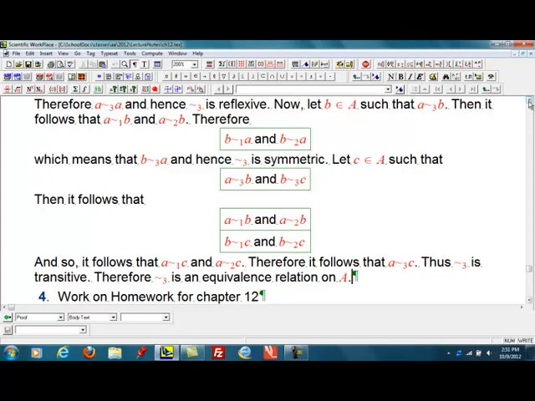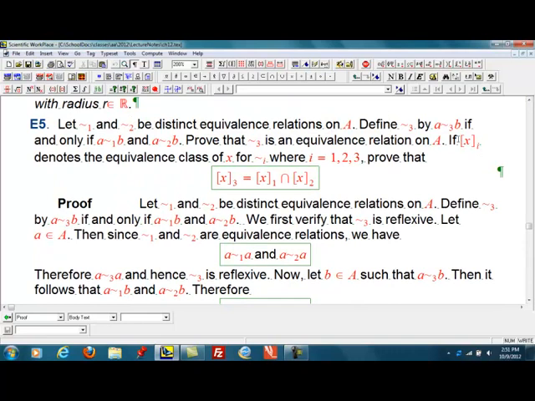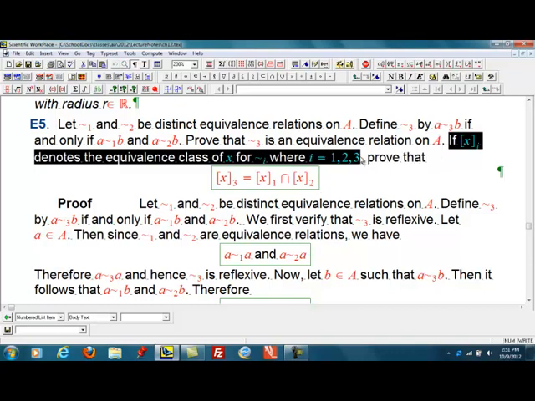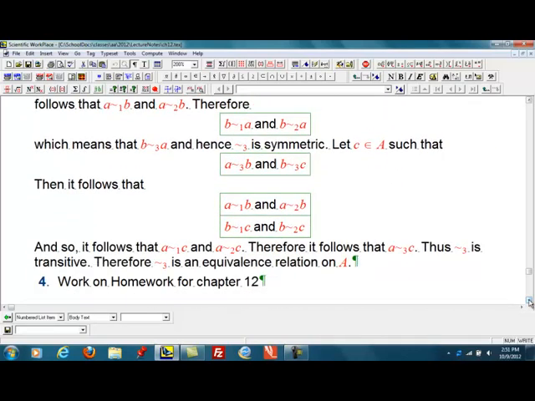Okay, so there's our equivalence relation. Now, here's the last part of the question. It says, if we have an equivalence class on X, equivalence relation i, where i is 1, 2, and 3, prove that the class for 3 is equal to the class for 1 intersected with the class for 2. So this is the second half of the proof. So we're going to let this be an equivalence relation, and we're going to show that last little bit.